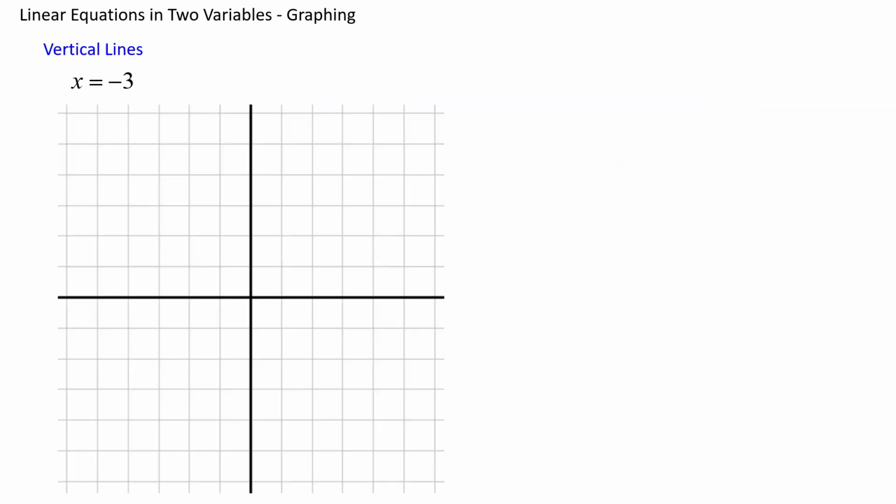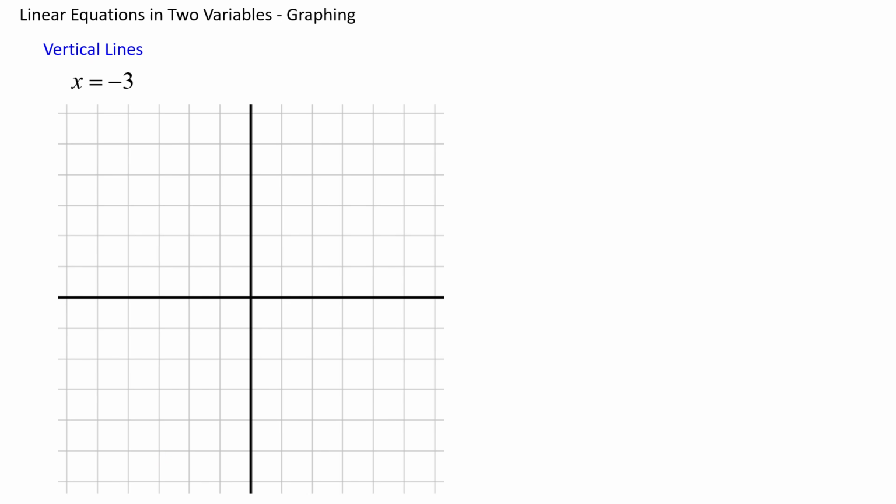Let's take a look at graphing the line x equals -3. The first thing you should notice about this is that there's no y in the equation. But that's okay, there's a cool graphing trick. Watch this. Turns out it's just a vertical line at -3. But let me explain why.